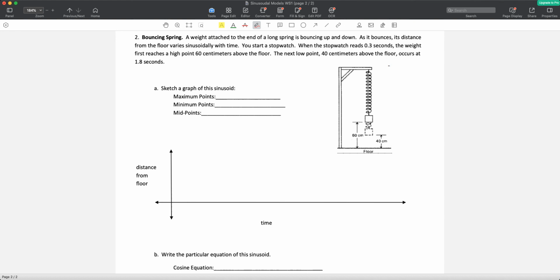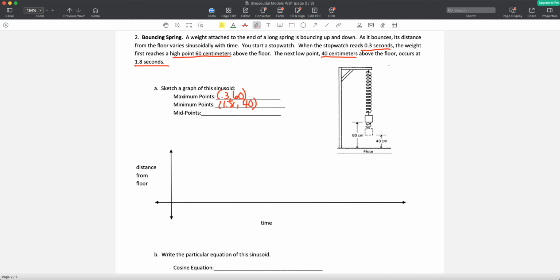So again, there's a lot to read there, but as you're reading it, I would start underlining things that are important. I see it reads through 0.3 seconds, and it's going to have a high point. So there's a maximum. So we have a max at 0.3, 60. And then it also says the next low point is 40 centimeters. So this is a low point. And this occurs at 1.8 seconds. Well, seconds has to come first.